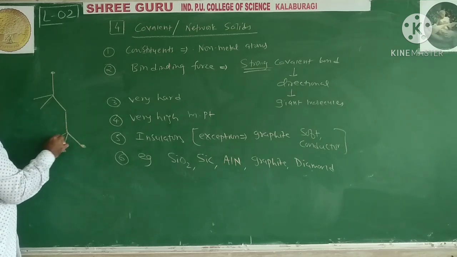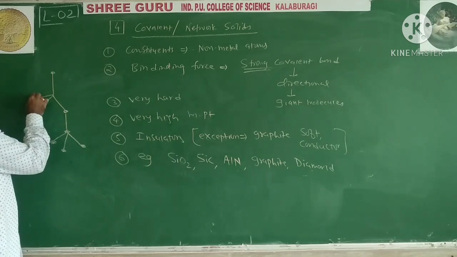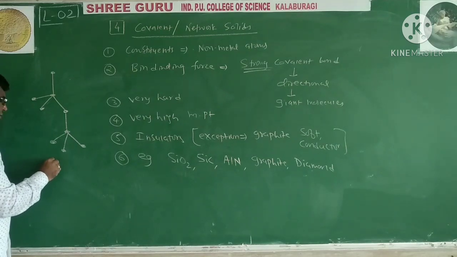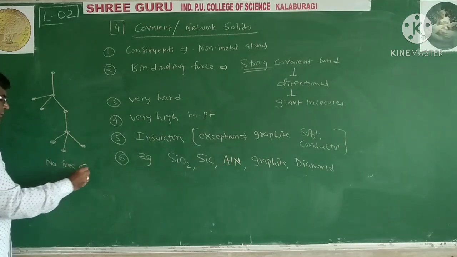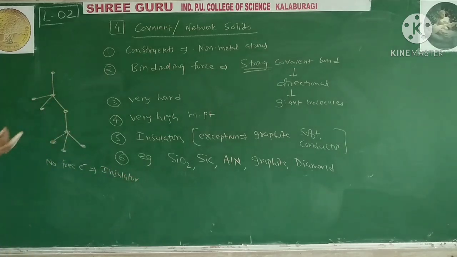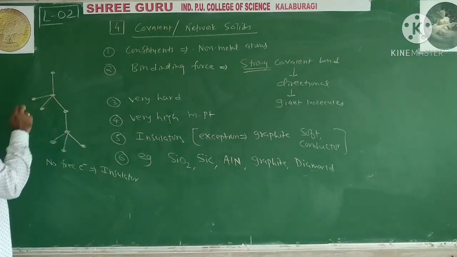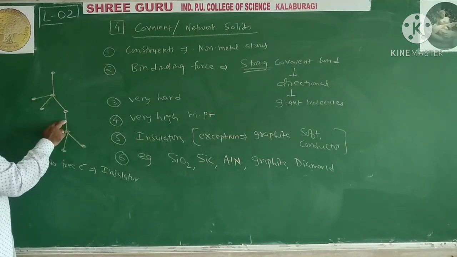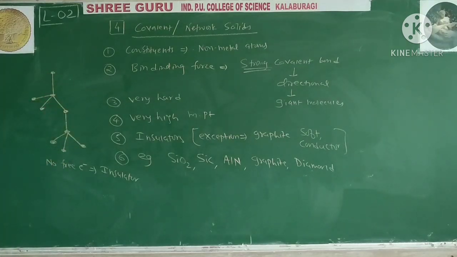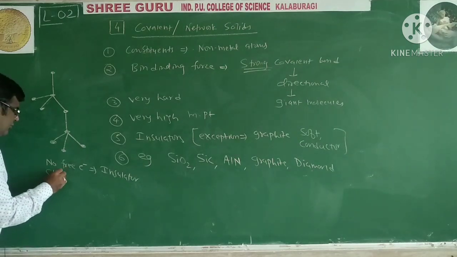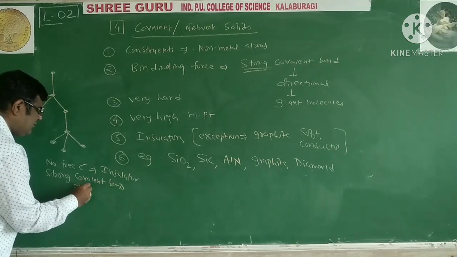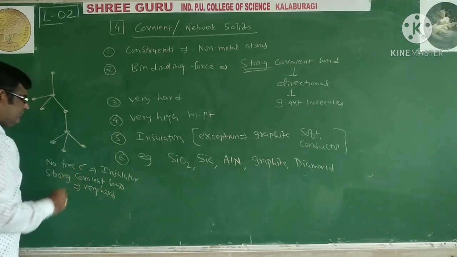It has carbon atoms arranged tetrahedrally in a network. So it has no free electron. That's why it is an insulator. No free electrons, all electrons are inward, 4 covalent bonds. 1, 2, 3, 4 for this carbon; 1, 2, 3, 4 for this carbon; and it is again a kind of network. No free electrons, so it is an insulator. And strong covalent bond. That's why it is very hard.